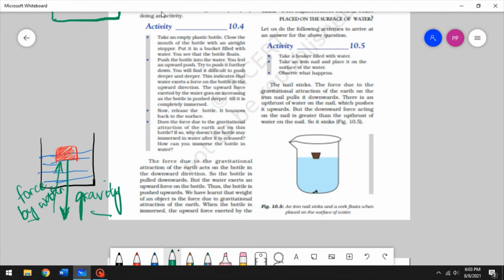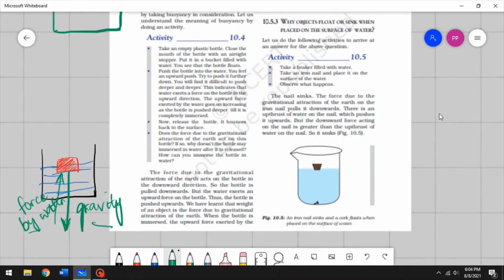Alright, so once you understand that, we can ask ourselves, why do objects float or sink when they're placed on the surface of water? Not water on the surface of any fluid for that matter, but let's talk about water because it's easy for us to experiment on.